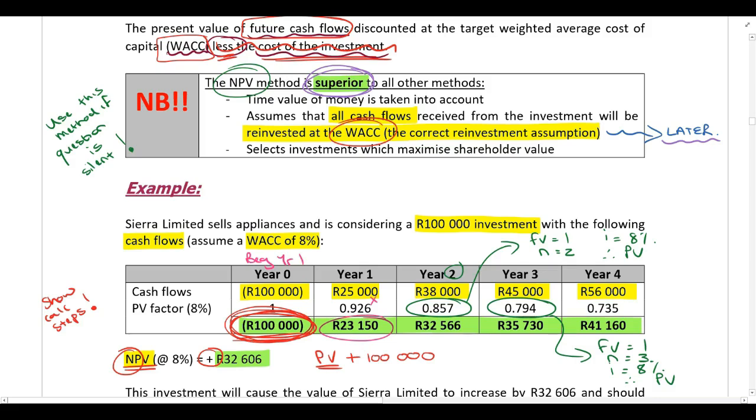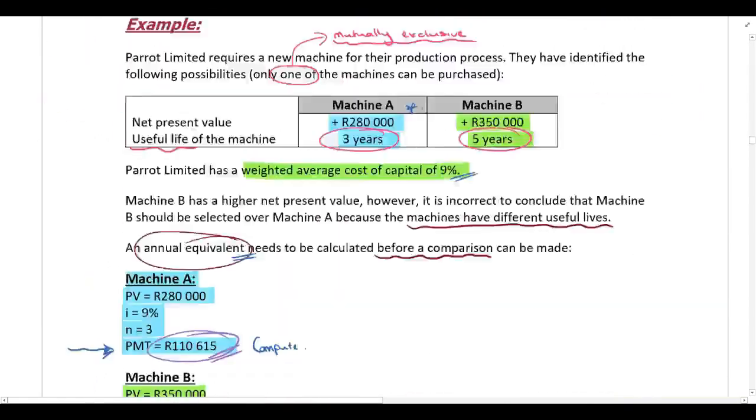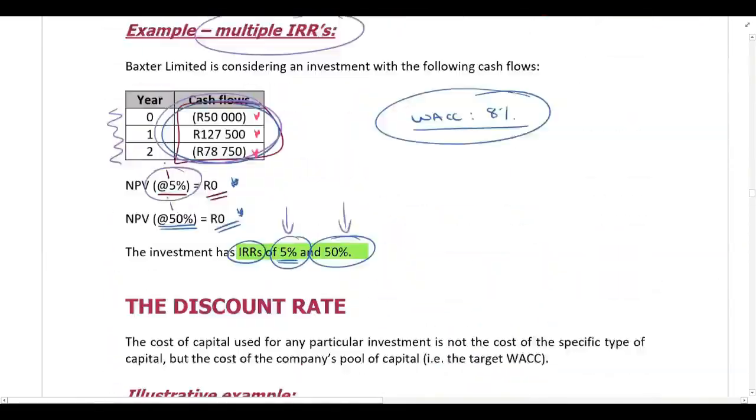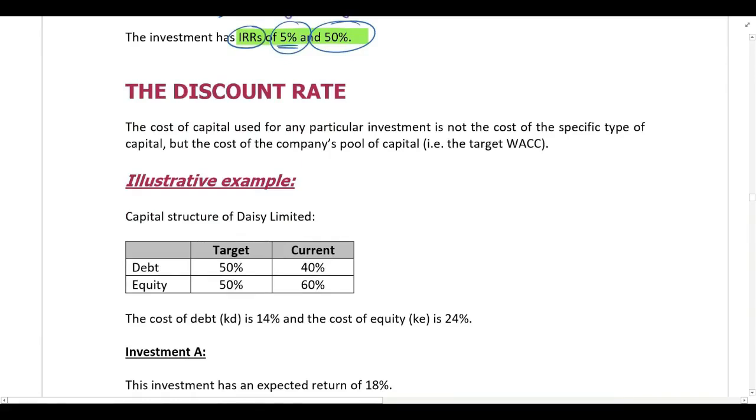And now that we have covered all of the different methods, we just need to look at a few other important concepts which you need to be aware of before you can actually start answering questions. So the first thing that we need to discuss in a little bit more detail is the discount rate. So in other words, guys, when you calculate your net present value, what do we use as the discount rate in order to get that NPV?